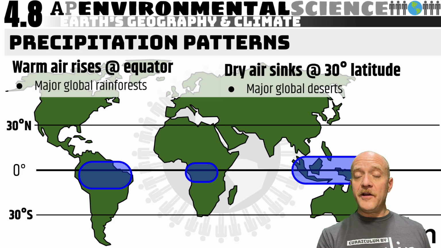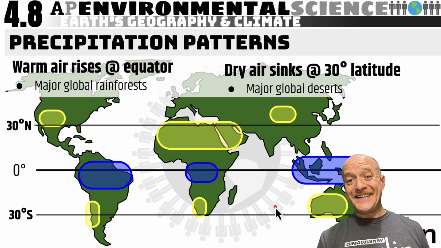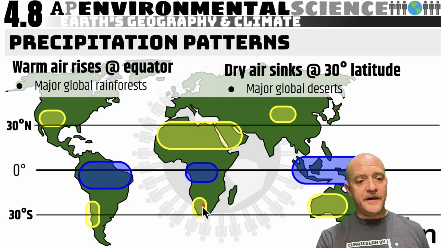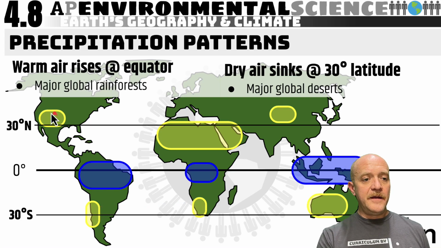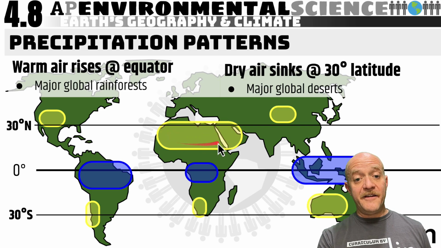Now, the dry air, recall that it is sinking at 30 degrees north and south latitude, and that's where we're going to find our major deserts. You do not have to know all of the deserts, but we have the Kalahari, the Atacama, the Chihuahua and Sonoran Desert. We have the Sahara Desert, the Gobi Desert, and the Australian Outback.